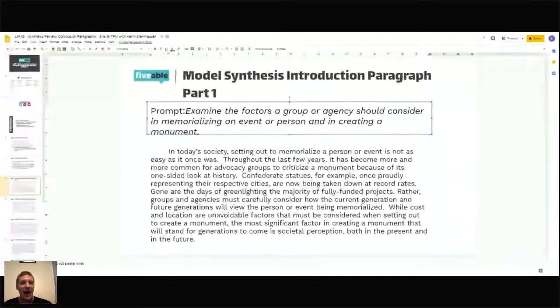And because I'm doing that, I'm pushing for more thoughts, or more nuanced thought, I should say, than just your cookie cutter cost, location, and blank are important factors. That's okay. That clearly gets the thesis point, but this is a more sophisticated line of reasoning. The most significant factor in creating a monument that will stand for generations to come is societal perception. Again, make sure you have that thesis point. It's the easiest point to get. Sophistication is the hardest point.